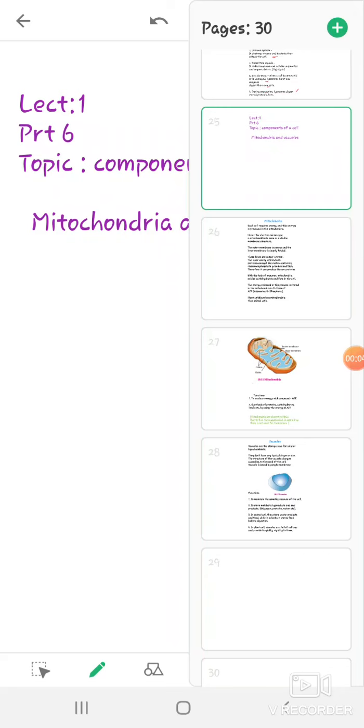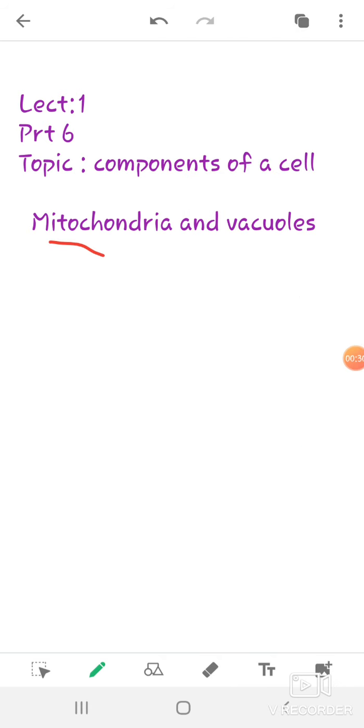Hope you are well. So this is our lecture first, part 6, and we are learning about the components of a cell. We have completed cytoplasm, plasma membrane, cell membrane, lysosomes, and Golgi apparatus. Today we are going to learn about another cell organelle, that is mitochondria, and next we will see about the vacuoles.